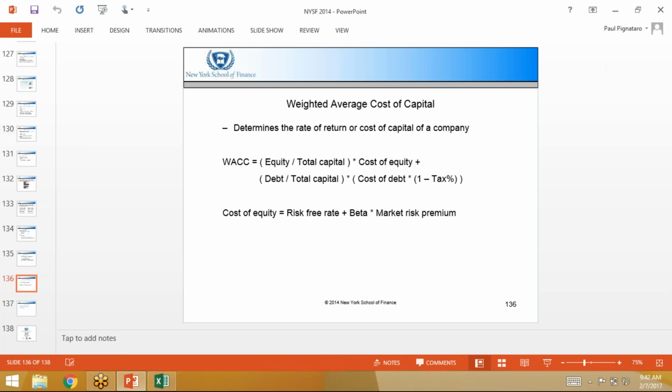And we weight those percentages by the actual amount of debt and equity in our business, right? So in other words, debt divided by debt plus equity, I'm weighting the average, times cost of debt, times 1 minus tax rate, is the portion that goes to lenders. We add it to equity divided by debt plus equity times cost of equity. That's the weighted average cost of capital. That's what it is.